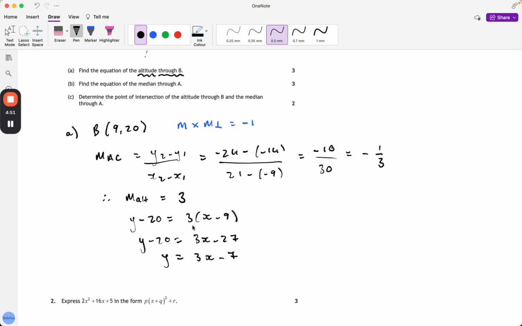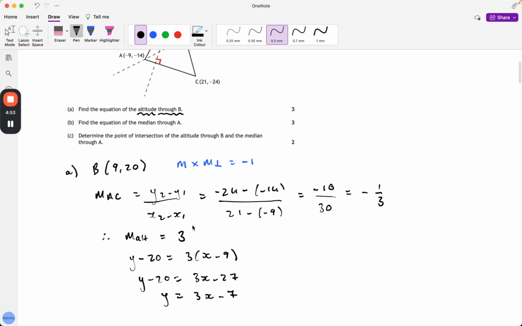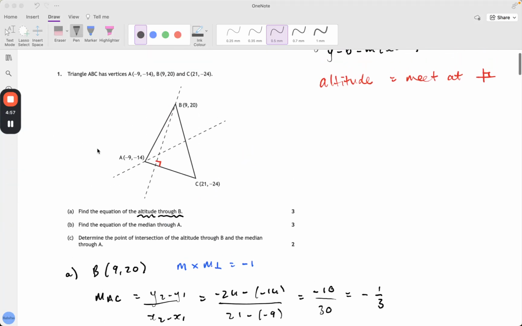Okay, so for part B, we want to find the median through A, so the equation of the median through A. We have to think about a couple of things here: the fact that we're going through A, and also the fact that it's the median. So you want to think about what the median means. The median tells us that it meets at the midway point. Median kind of means middle, so it's going to go through a midpoint.